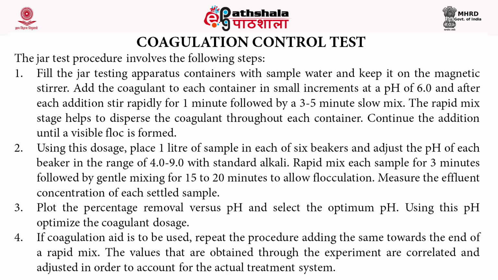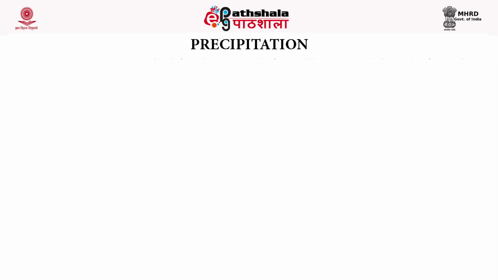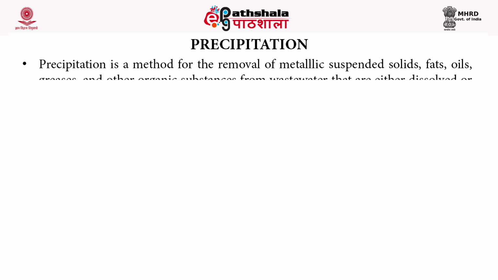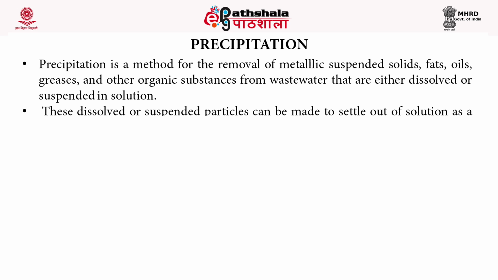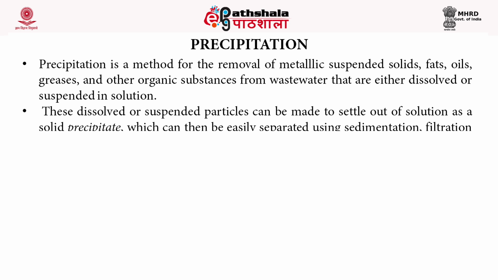Another method of separating the suspended and dissolved substances from the water is precipitation, which we will study now. Precipitation is a method for the removal of metallic suspended solids, fats, oil and greases, as well as other organic substances from the wastewater that are either dissolved or suspended in the solution. These dissolved or suspended particles can be made to settle out of the solution as a solid precipitate, which can then be easily separated using sedimentation, filtration or centrifugation.